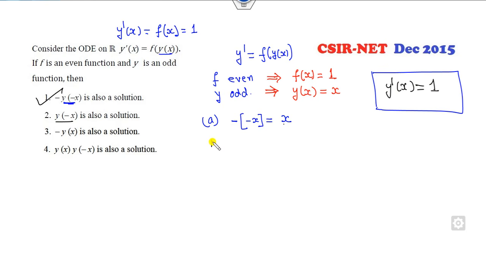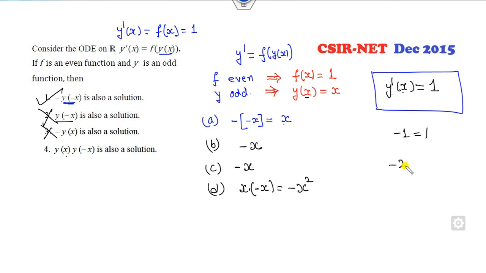Look at this one. What is y of minus x? Minus x. Is it satisfied for this problem? Minus 1 is equal to 1. This option is cancelled. Minus f of x, again minus x, not satisfied. y of x is x. y of minus x is minus x. It means minus x square.